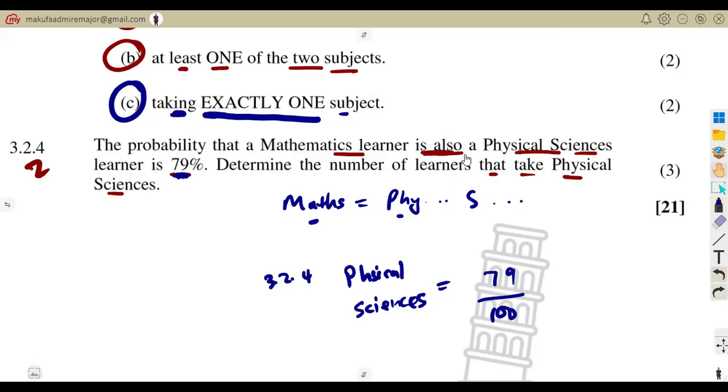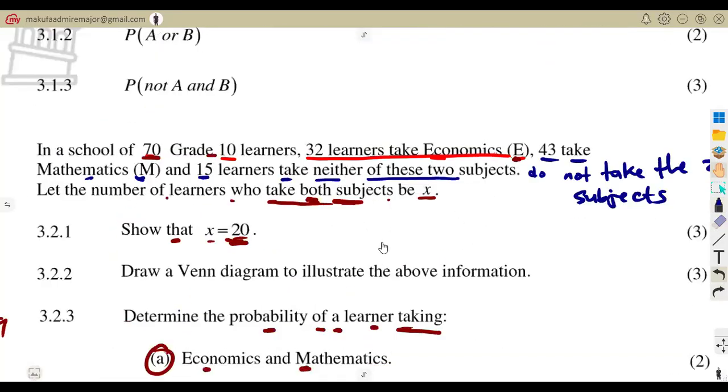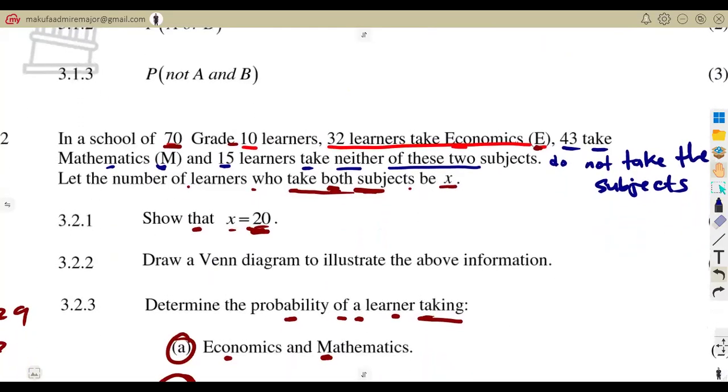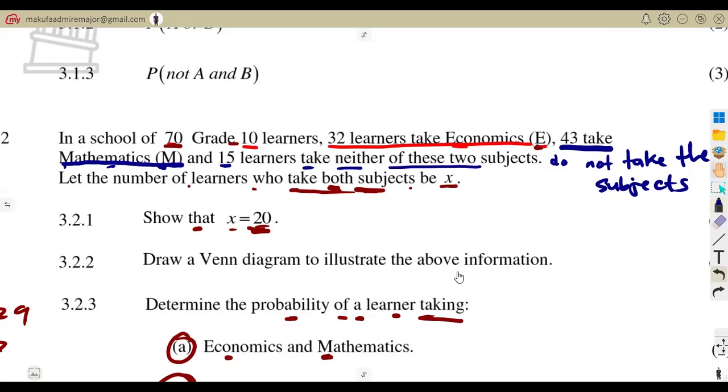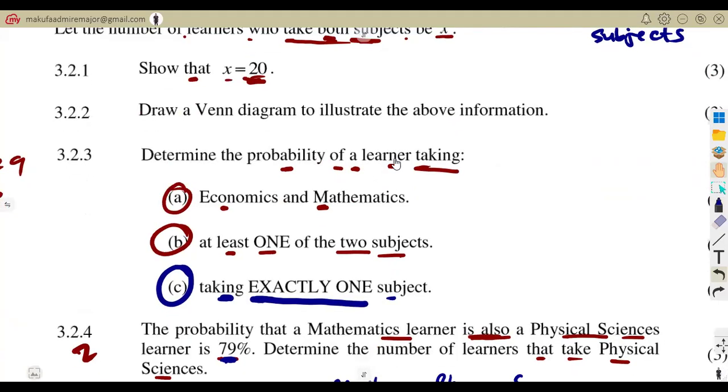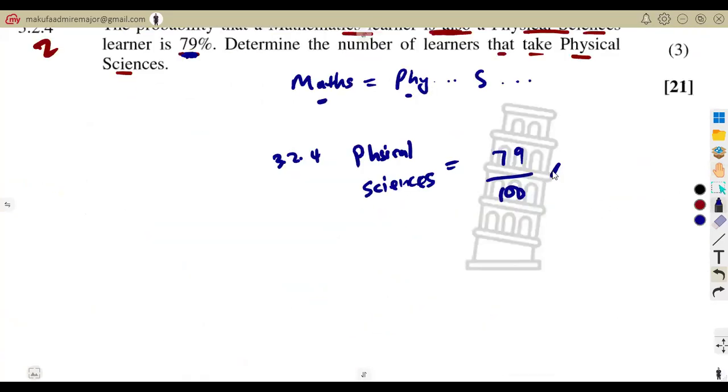The only part that we are given is of mathematics on this diagram, on this information. These are mathematics. So how many learners do we have for mathematics now? 43. Take mathematics. We are not talking of mathematics only here. We're talking about anyone that is doing mathematics. As long as you're doing mathematics, that is the question there. So there are 43 learners that you're going to multiply, that you are given. So 79% of this was going to give us 33.97.